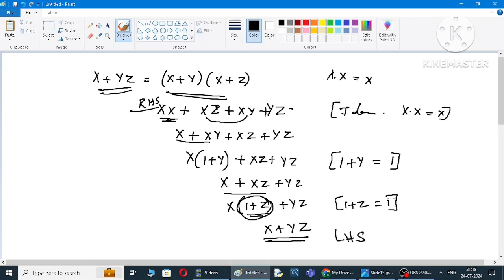This is the proof of the distributive law. So we have proved the second law. So obviously the first law is also proved, because one law is the dual of the other. Okay.